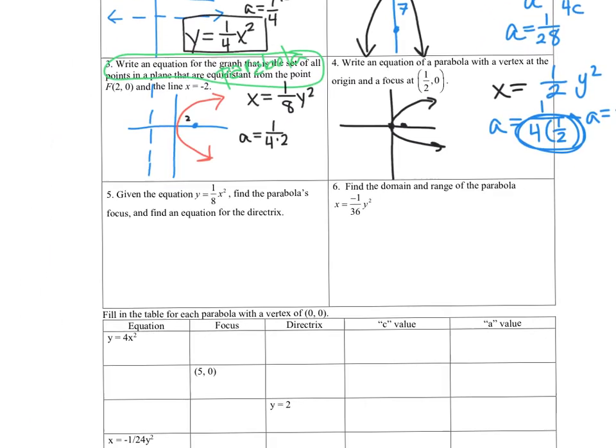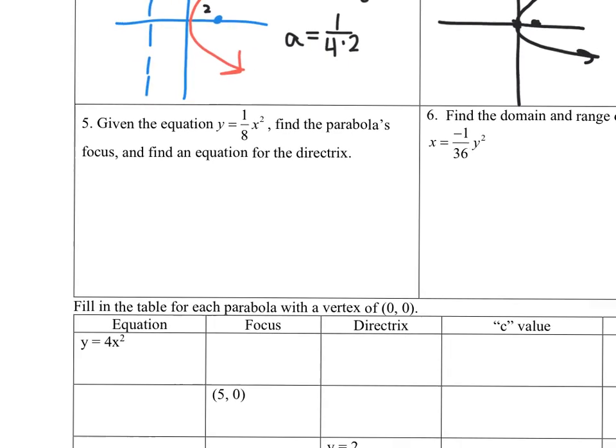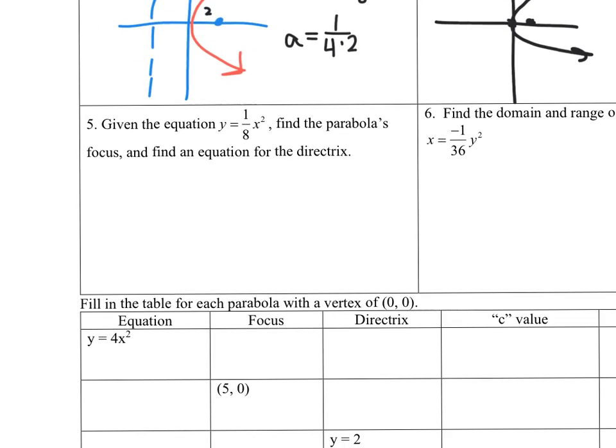And then number 5, given this equation, so now I'm given the equation, find the parabola's focus and find the equation of the directrix. So I'm going to draw a little sketch. It has to be crossing through the origin, because it doesn't have a y-intercept, and it's going to open up. So in this case, I have to find the focus and the directrix. So I know that the focus is on this y-axis.